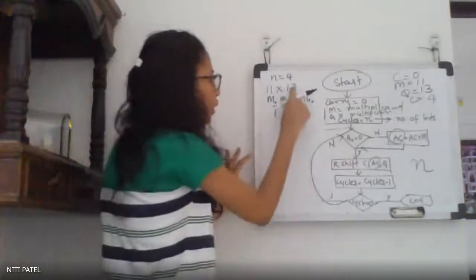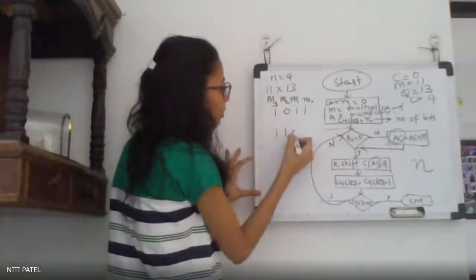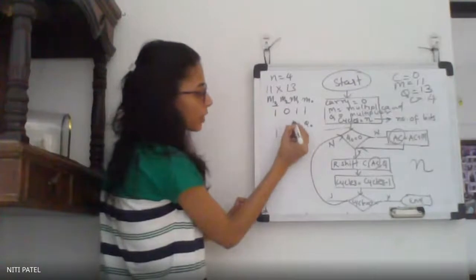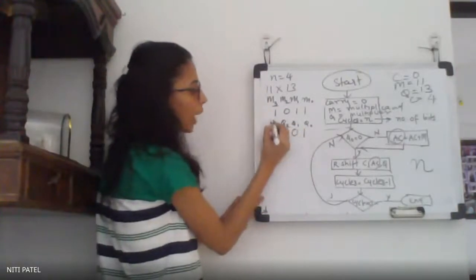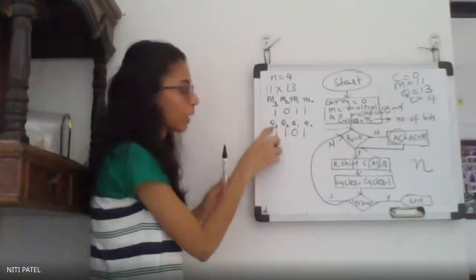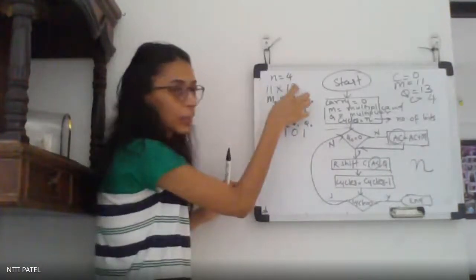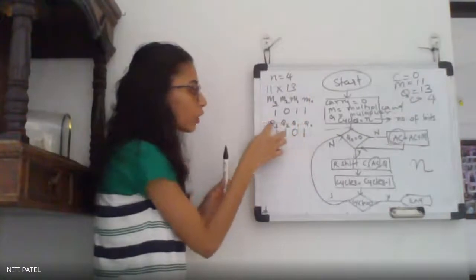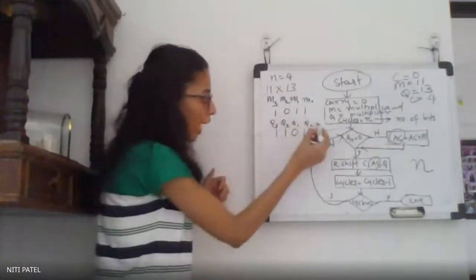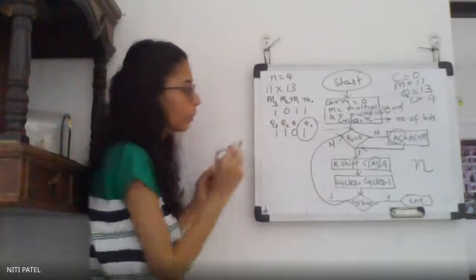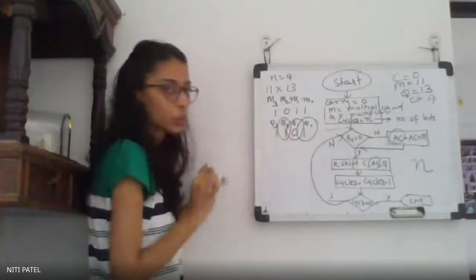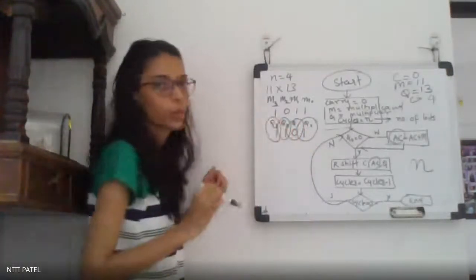So what is binary of 13? It is 1, 1, 0, 1. So the first 1 is Q0, then the second 0 is Q1, then Q2 and then Q3. Why again have I used Q everywhere? Because this number is the multiplier, and multiplier is denoted with Q. Therefore, I have written Q0, Q1, Q2 and Q3. So the value of Q0 is 1, value of Q1 is 0, value of Q2 is 1 and value of Q3 is 1.